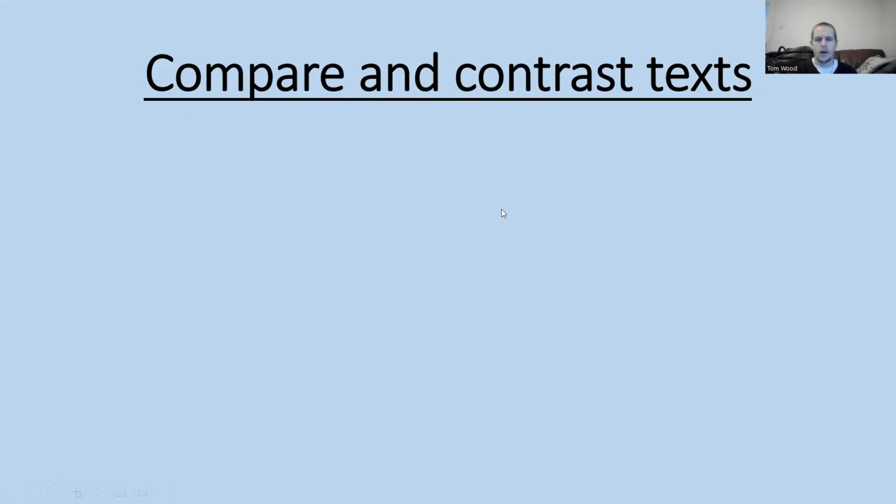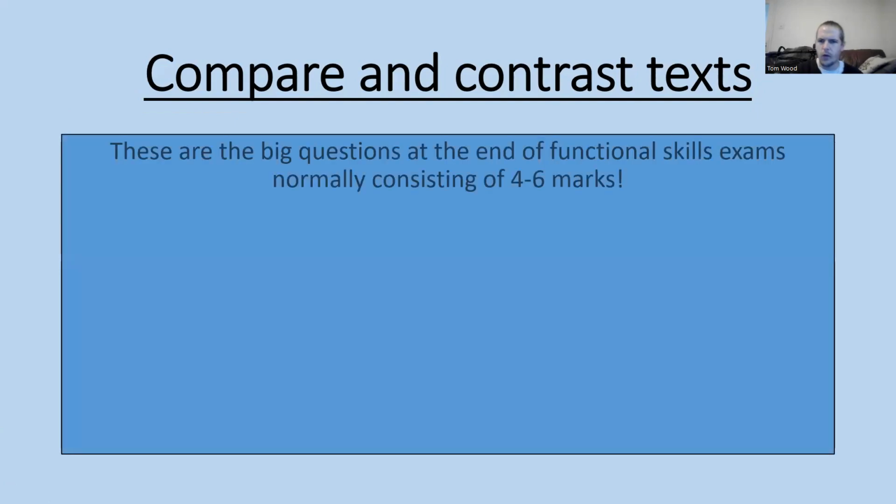Okay, so our next type of question, we've got the compare and contrast style questions. These are the bigger style questions at the end. For level 1 learners, these tend to be 3 marks. For level 2 learners, they tend to be 6 marks. They don't really change very often, so just to make you aware of that.